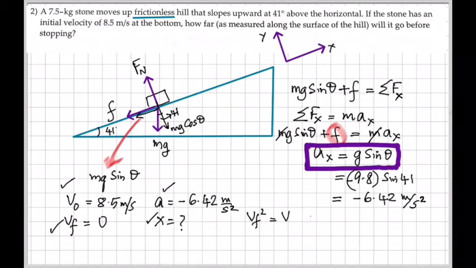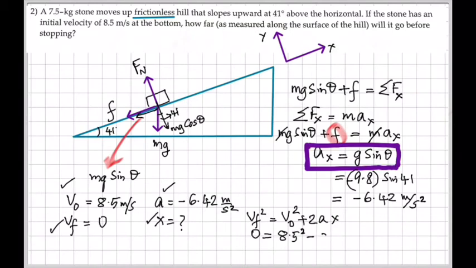Very good, correct. This is what she said, isn't it? We have not used this equation, so use that. And left side is 0, of course. The right side, 8.5 squared.